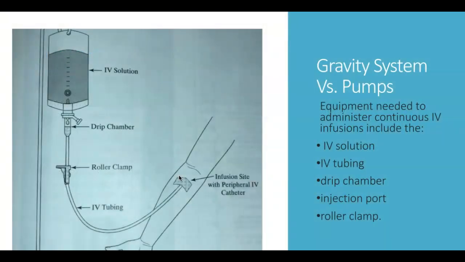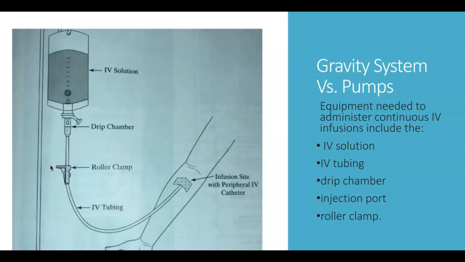I did want to give you a picture of a gravity system. Most of your IV tubing can be set up for either a pump or a gravity system. If you look at this picture here, you'll have your IV bag, and then there's something called the drip chamber. Whether it's on a pump or not, you'll see the fluid dripping into the drip chamber. When we talk about drops per minute, that is that little drip chamber. How many drops are dripping in that chamber per minute?